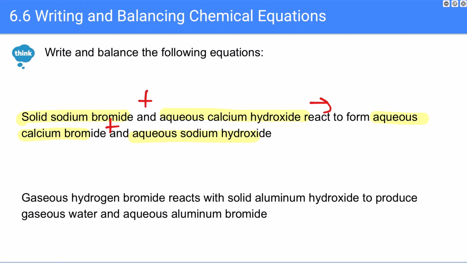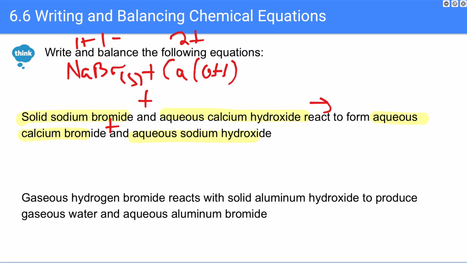So start off by writing your formula. So solid sodium bromide, so NaBr. Anytime you write out a chemical formula when you're trying to balance a chemical equation or write an equation, always make sure that you check the charges to make sure that you've written the chemical formula correctly. So sodium bromide as a solid reacts with aqueous calcium hydroxide. So remember that hydroxide is a polyatomic ion, OH, 2 plus, 1 minus, so Ca(OH)2.